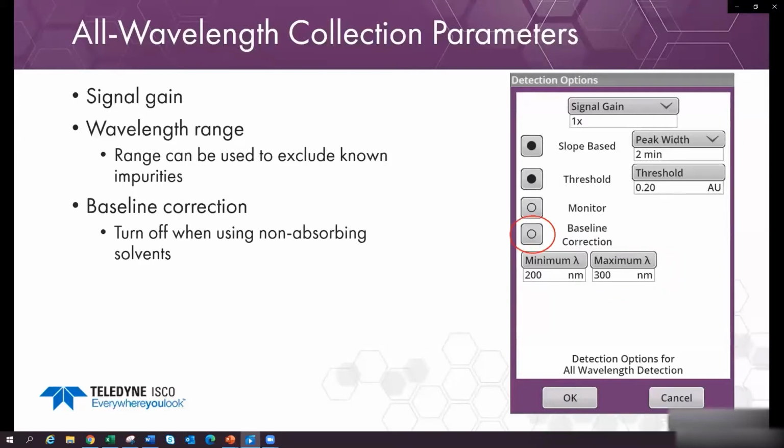Enabling baseline collection on NextGen 300 and 300 Plus systems causes it to measure the solvent baseline within a gradient before a run starts. This eliminates baseline drift and improves the sensitivity of the all-wavelength collection for compounds run with solvents that absorb light. When working with non-absorbing solvents, or when using a wavelength range where the solvent doesn't absorb, this can be turned off.